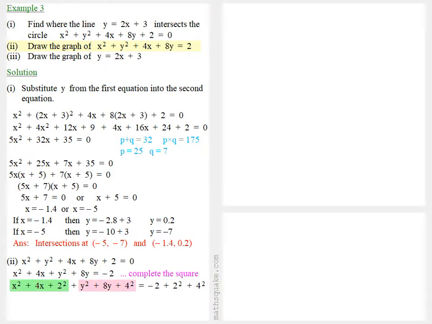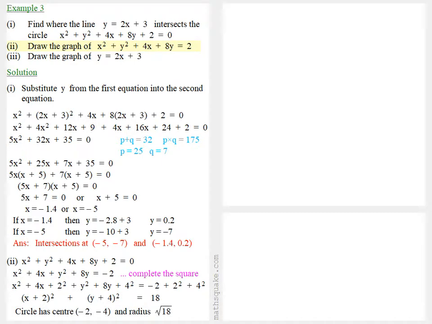Now that means on the left-hand side we can take the terms 3 at a time and factorise them. So x squared plus 4x plus 4 factorises as x plus 2 all squared, and y squared plus 8y plus 16 factorises as y plus 4 squared. The right-hand side simplifies to 18.